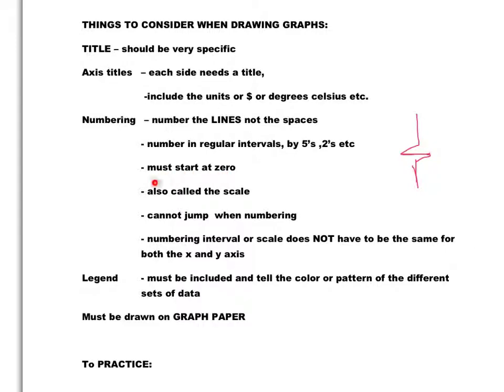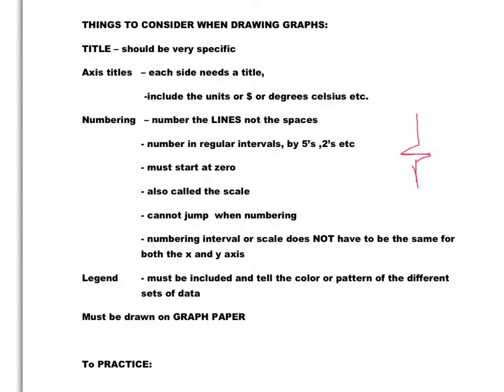if there's a large jump in our information. We must start at 0. Remember, this is also called the scale. We cannot jump when numbering unless we've used that break. Numbering intervals or scale does not have to be the same for both X and Y axes. So your bottom axis does not have to have the same numbering as your side axis.